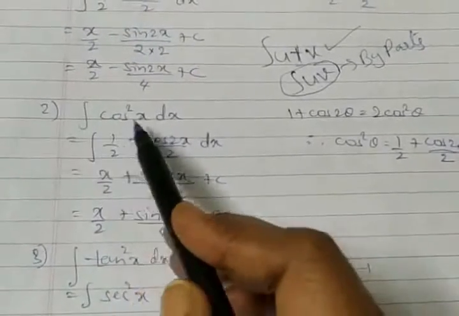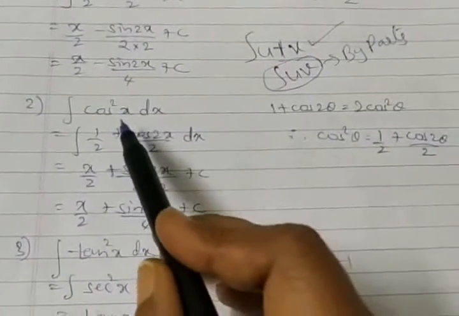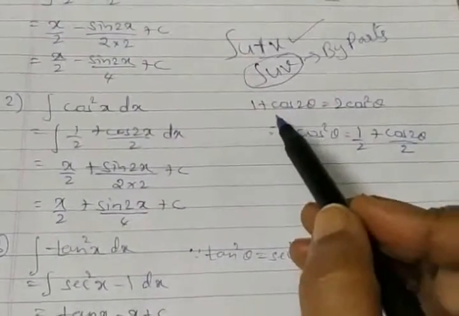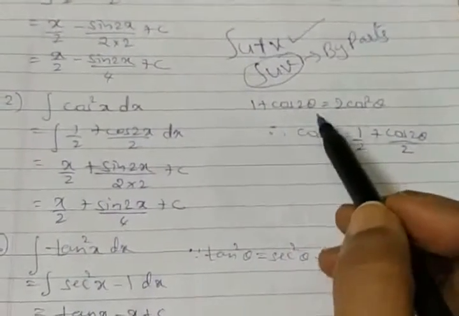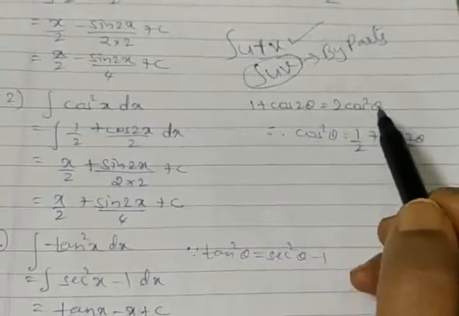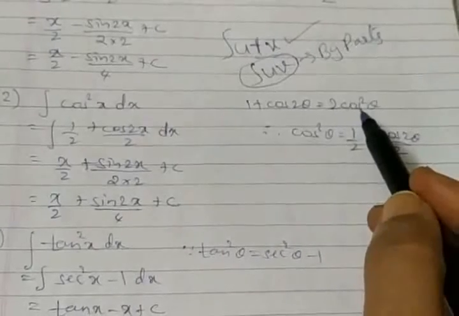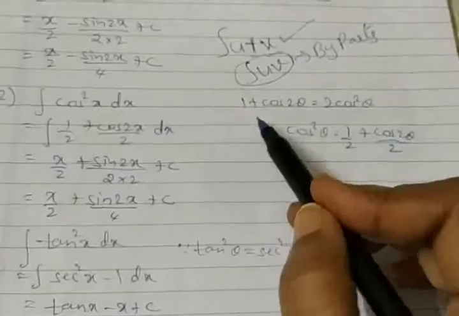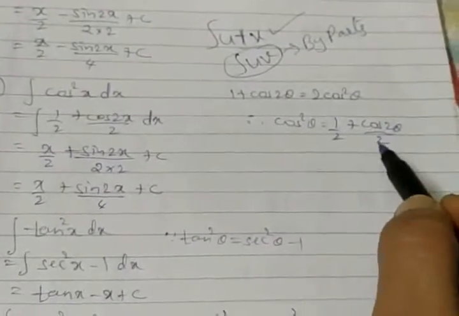So let's go for integration of cos square x then. Which relation comes to your mind? Product is not allowed, and definitely I would like to go for the submultiple formula, that is 1 plus cos 2 theta is equal to 2 cos square theta. Remember this result, wherein we need to modify it for cos square theta. So cos square theta is equal to, 2 balanced, we are left with 1 by 2 plus cos 2 theta by 2.